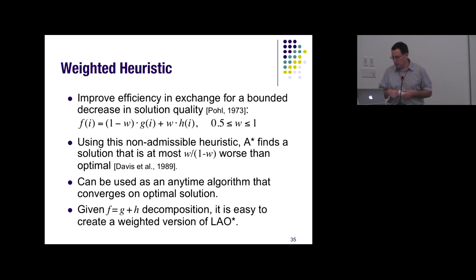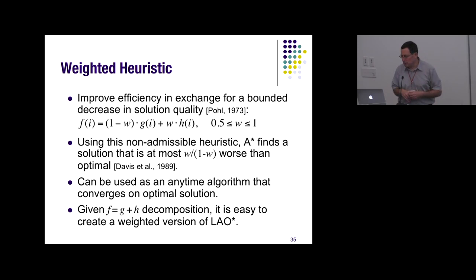Your F values use some weight of G and H, not equal weights. As you move that weight, 0.5 would give you just A star, the way it works usually. But as you move the weight higher towards 1, you neglect the cost of G and you become more and more, well, greedy. You basically say, I'm going to put more emphasis on the distance from here to the goal because maybe I don't have enough time to explore all the different parts.